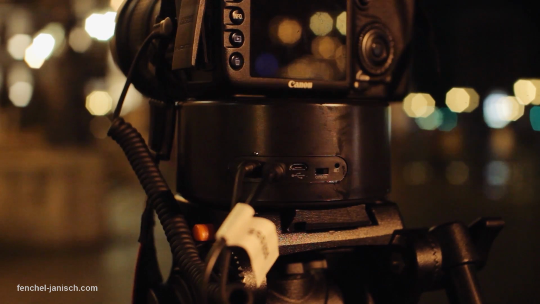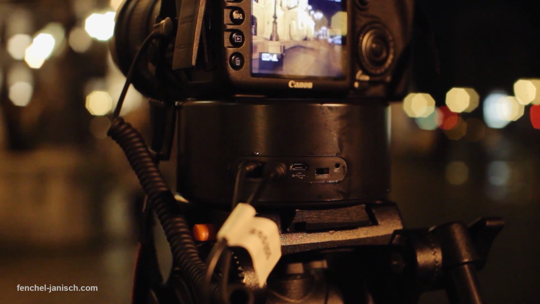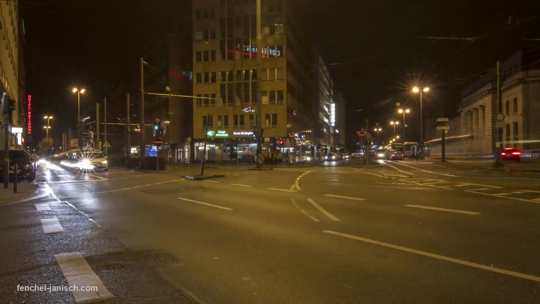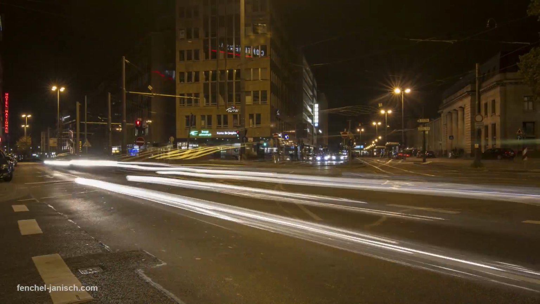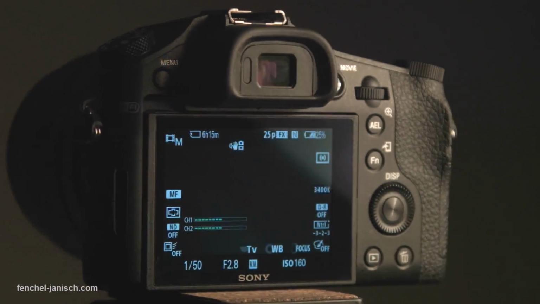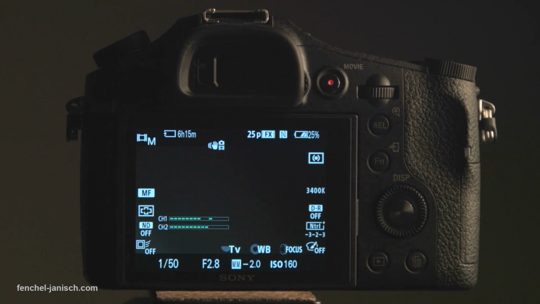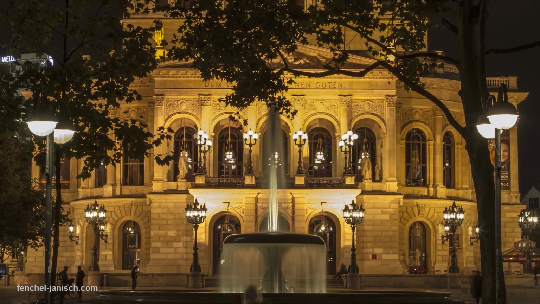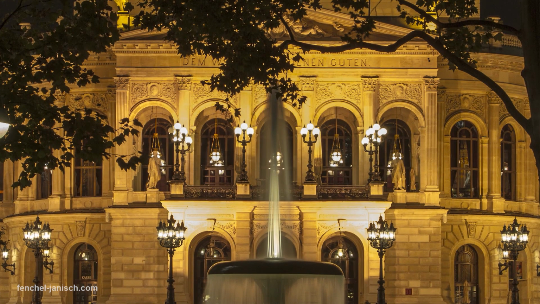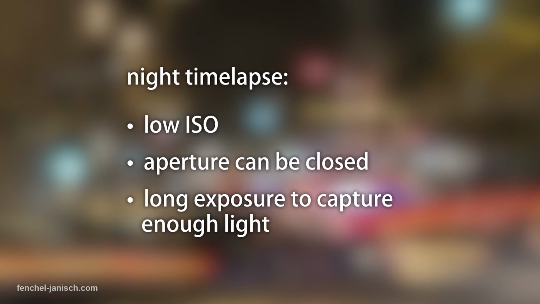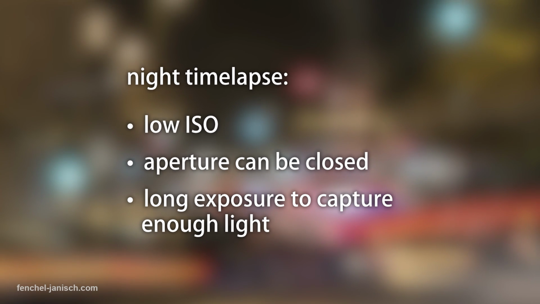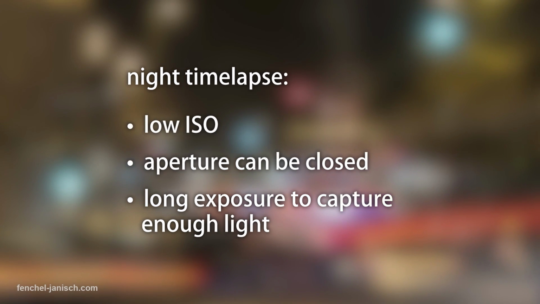Another advantage of shooting a time-lapse in photo mode is long exposure, which is great for night time-lapses. You can shoot at a low ISO to keep your noise down, while also closing the aperture to get a crisp image in which most of the scene is in focus. To achieve that, you need to expose for a few seconds to be able to capture more light.